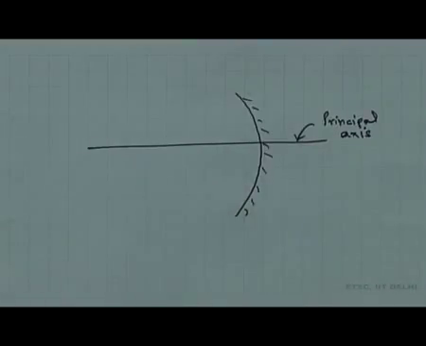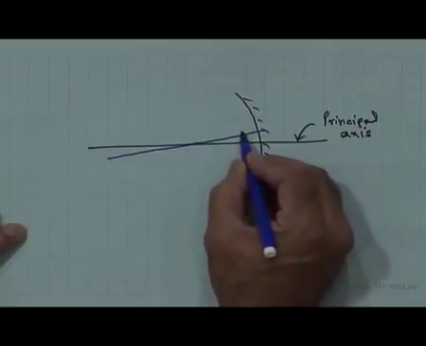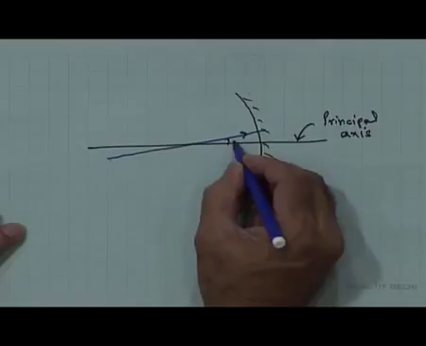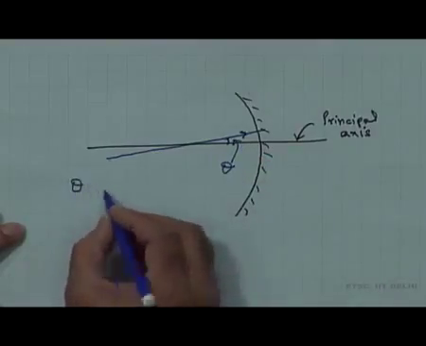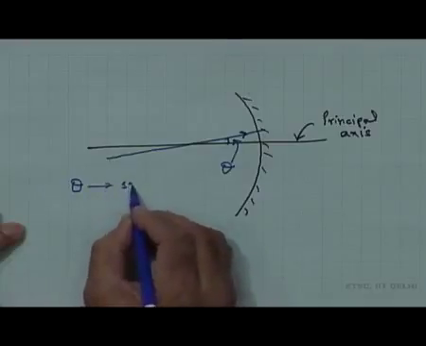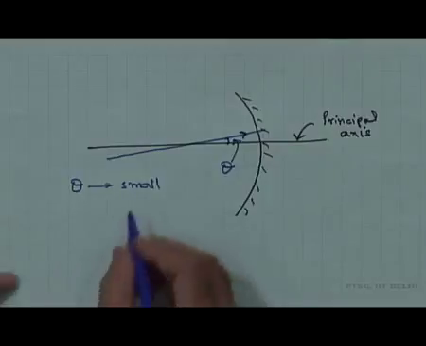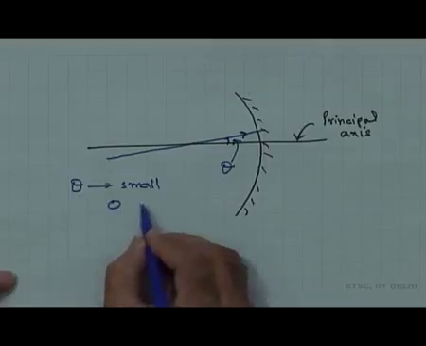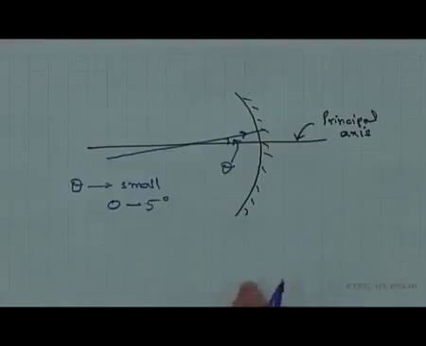So, rays which make, let me use a different color, rays which make a small angle with this. So, this is a ray, an incident ray, and this is the angle theta. Small angles, for theta small, small is a qualitative word. Small typically means anywhere from 0 to 5 degrees. Why 0 to 5 degrees?